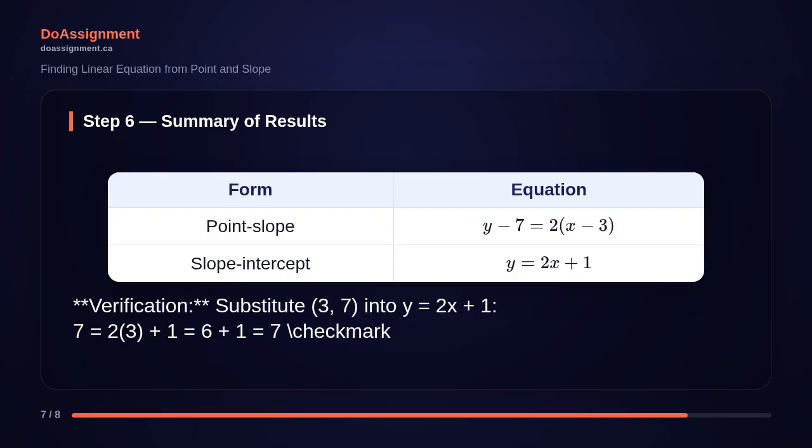To summarize, the point-slope form is y minus 7 equals 2 times the quantity x minus 3, and the slope-intercept form is y equals 2x plus 1. We can verify by plugging x equals 3 back in. 2 times 3 plus 1 equals 7, which matches our given point. The answer checks out.